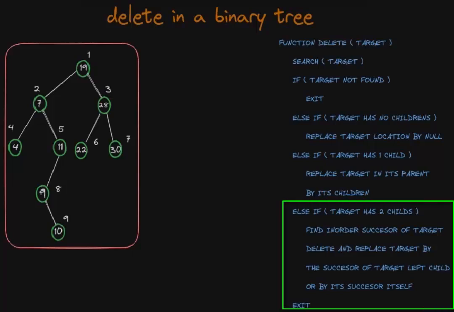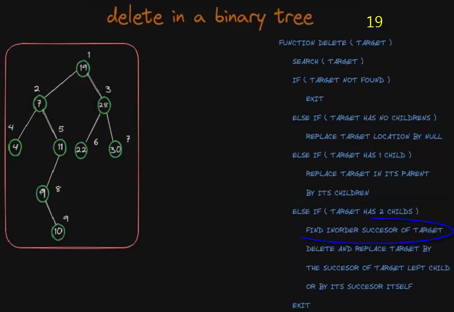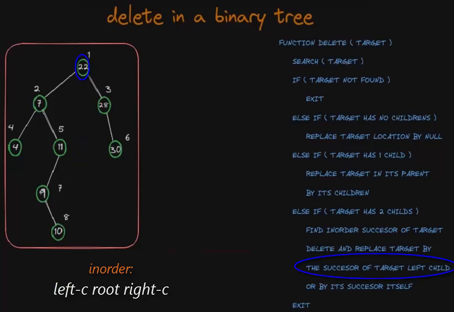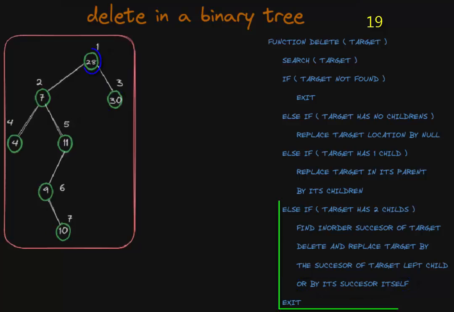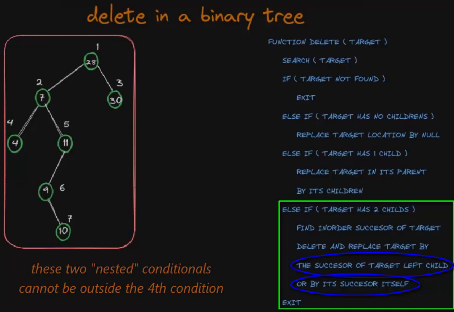And in the fourth case, we want to delete 19 with 2 children. First of all, who is the inorder successor of the target? This is 28. If that successor contains a left child, for example 22, it will be the replacement for the target. If not, the replacement will be the successor itself. As you see, this case holds 2 cases that will only run along with the fourth condition. This is known as a nested condition.